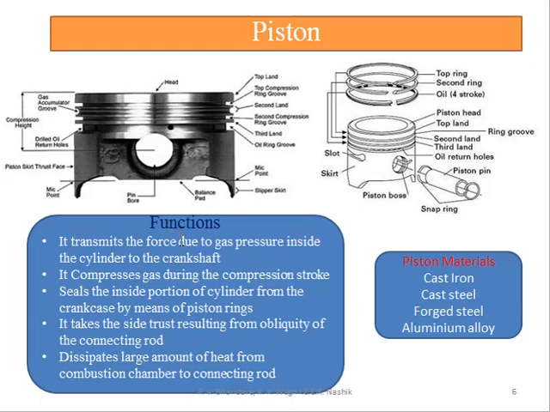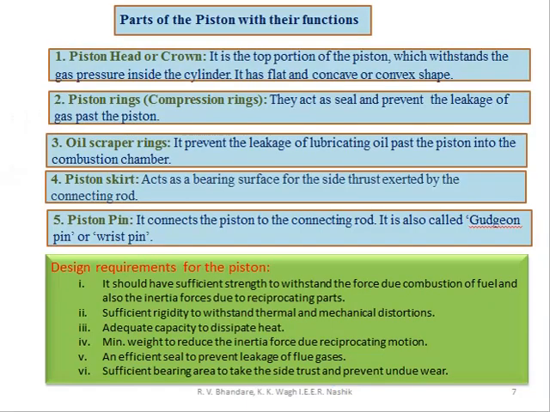What are the different materials used for the piston? Here we see cast iron, cast steel, forged steel, aluminum steel. These are the different materials used for the piston. When we talk about the piston parts, the top portion is the piston head, also called the crown. Generally it is flat or maybe concave or convex in shape. This portion should have high strength and high thermal capacity. It should withstand the gas pressure inside the cylinder.